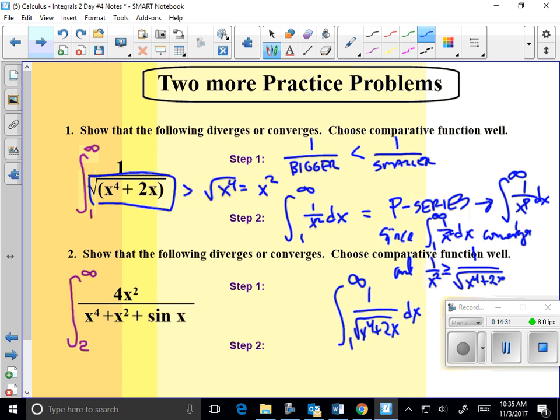must also converge. Am I getting an answer for like what the area is? No, I'm not. That's not the point. The point is I just want to confirm whether it converges or diverges. And I proved it, it converges.